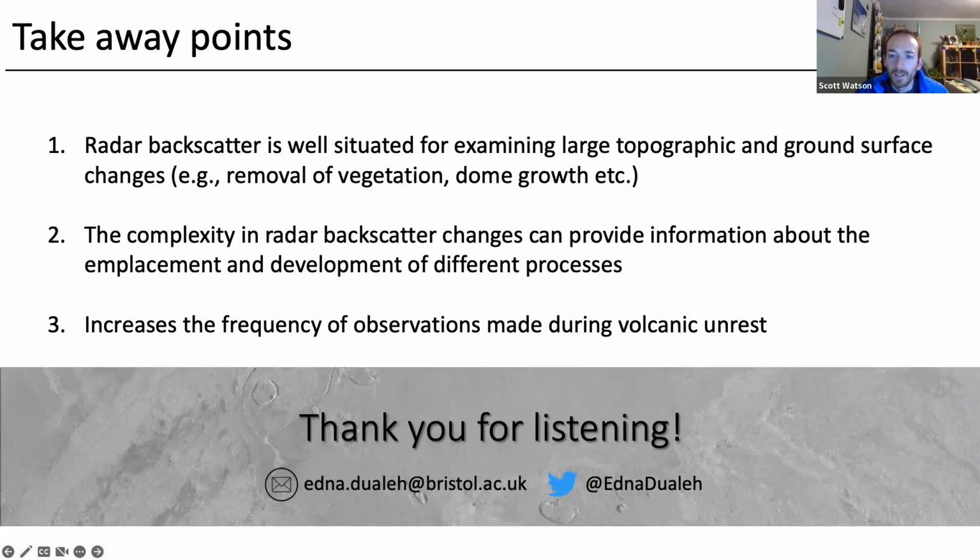Great. Another question from David Sandwell. Did you look at InSAR coherence to get an outline of the lava flow?